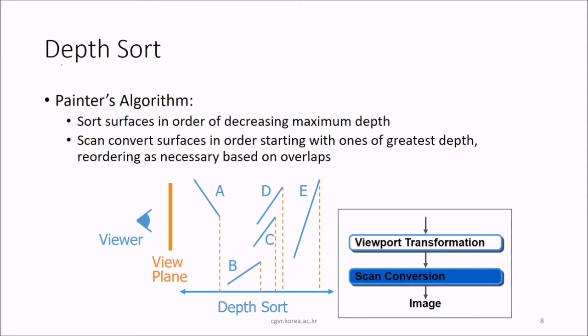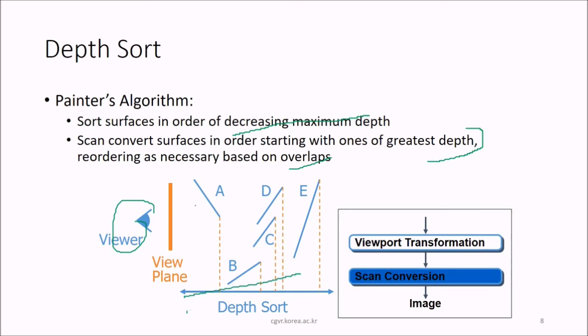In the depth sort, which is the paint test algorithm, what we are going to do here is sort surfaces in order of decreasing maximum depth. We scan convert surfaces in order starting with the one of greatest depth, reordering as necessary based on the overlaps. So if this is the viewer and this is the view plane, this is how we sort the depth.